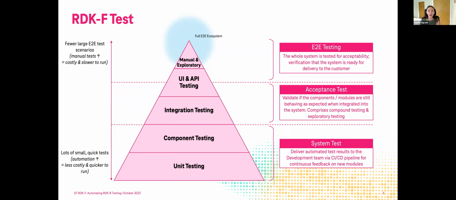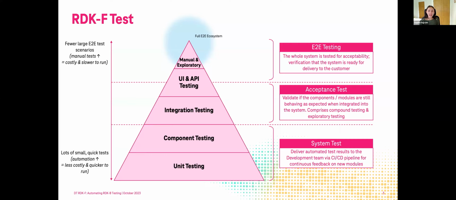Then as you come up a little bit higher into the triangle, you'll see here that obviously as a triangle, it kind of tapers in. And this is where we see maybe a little bit more focused testing. So we want to validate if the components and the modules are all still behaving as we expect when we integrate them all into the system. So this can comprise of compound testing, where you're running scenarios in conjunction with each other, and also exploratory testing as well. Then you come up further into the real kind of point of the triangle, where you're going from your UI and API testing, and then finally your manual and exploratory testing.